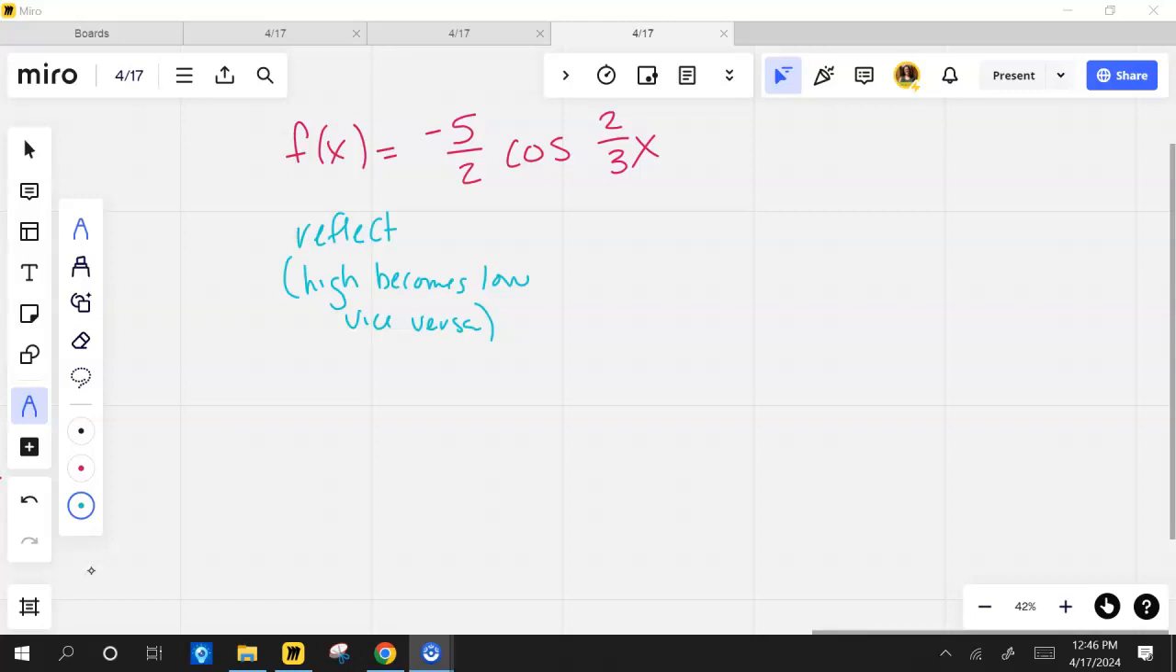Okay. Reflect. This one's going to be reflected, so your highs are going to become your lows and your lows are going to become your highs. What is your amplitude? Positive. We take the absolute value. So it's 2.5, right? So I'm stretched out some, so I'm going up to 2.5, down to 2.5. What's your A? All right, period's harder.